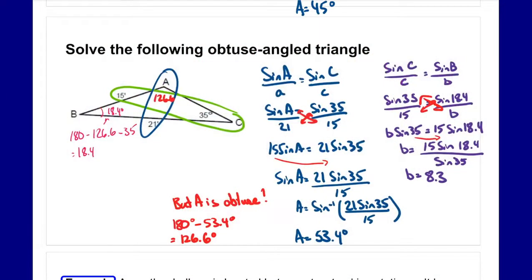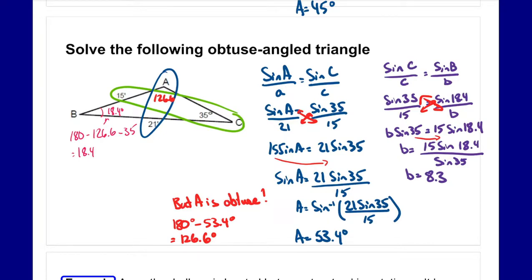So this one was a little bit trickier, so I do apologize if you were trying to go through it and you got stuck. With the angles or the pairs that we were given, we were able to go through and we found that A was equal to 53.4. However, looking at angle A, we can see that angle A is actually an obtuse angle. So it shouldn't be 53.4 degrees.